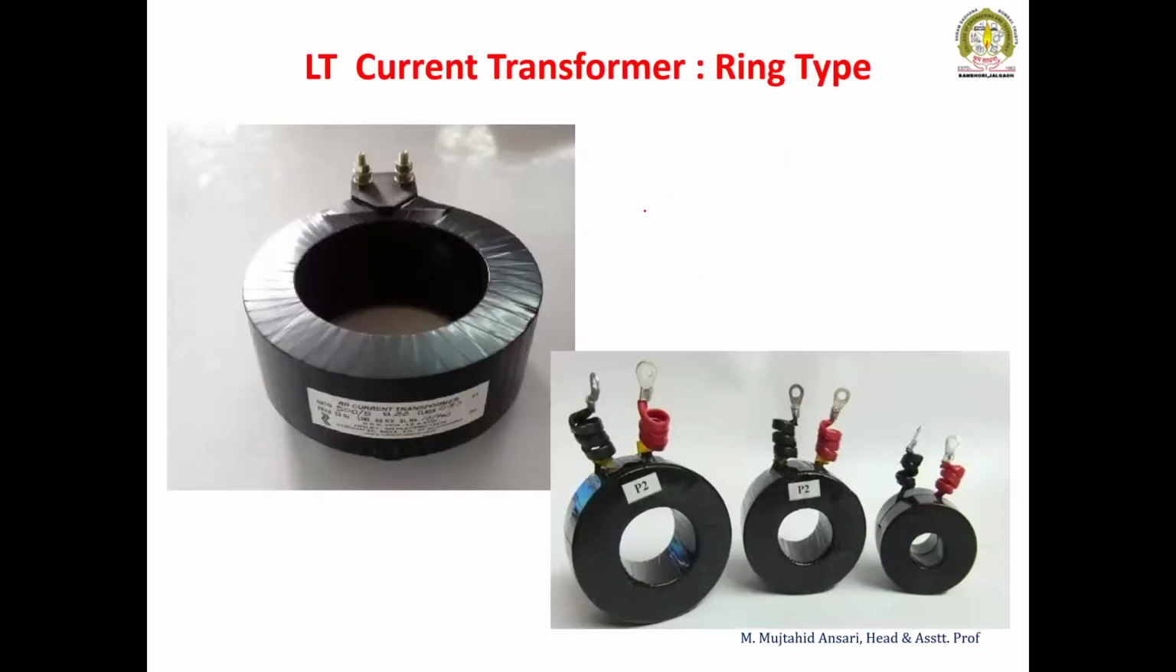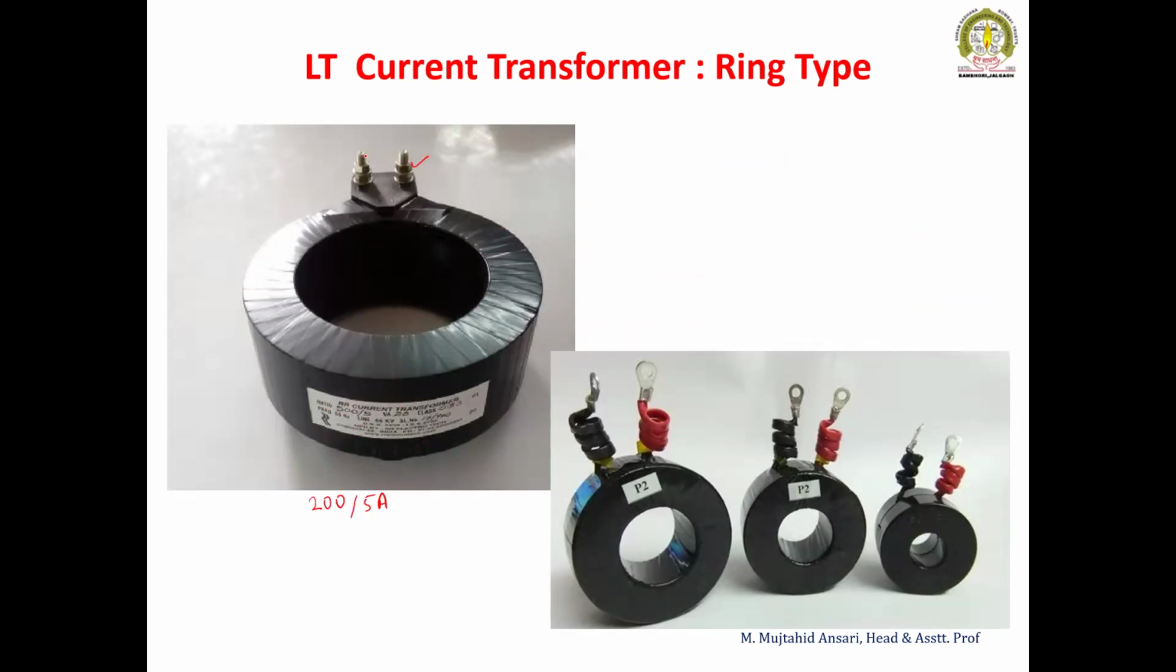This is a different type of CT. It is called a ring type current transformer. See here, this is 200 by 5 ampere. This is the rating. The current rating is there. 200 is the primary current and 5 ampere is the secondary current.